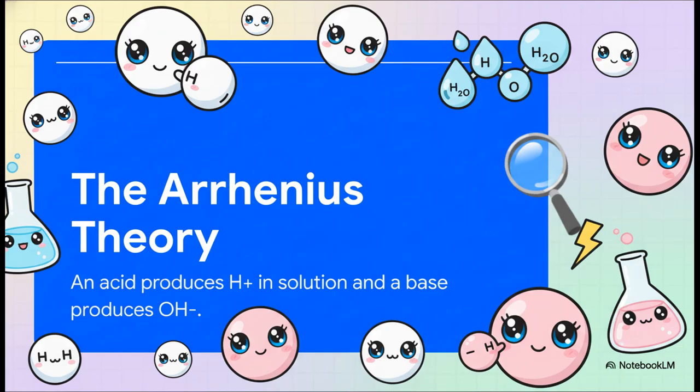He said, look, when you dissolve an acid, like hydrochloric acid, HCl, in water, it releases hydrogen ions, that's H+. And when you dissolve a base, like sodium hydroxide, NaOH, it releases hydroxide ions, OH-. This theory is great because it totally explains why acids and bases neutralize each other. The H+ and the OH- just grab onto each other to form water. Simple, clean, effective. But there's a catch.